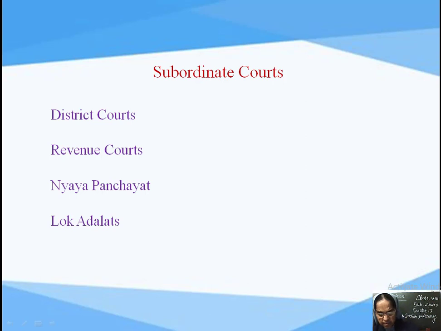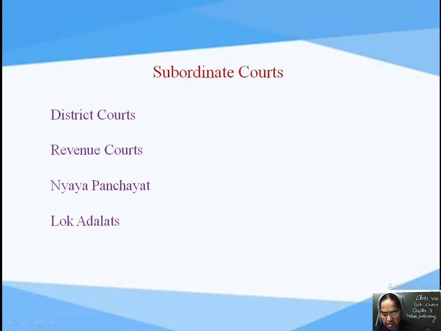Subordinate courts. District courts. A state is divided into districts for administrative convenience. At the district level, the highest court dealing with the civil cases is the court of the district judge. The court of the sessions judge is the highest district court for criminal cases. The district judge also acts as the sessions judge.